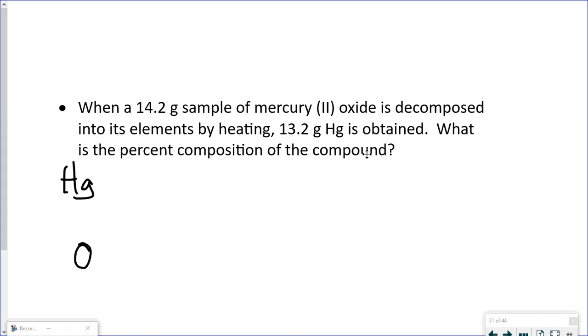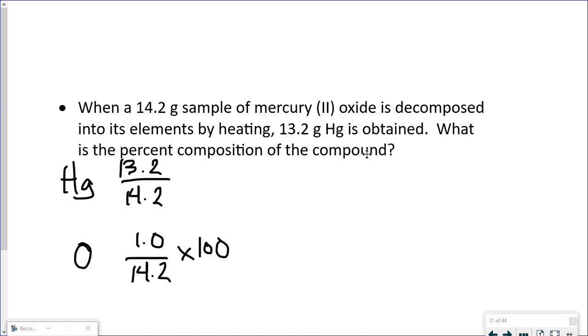It tells us that our compound sample is 14.2 grams, so that's going to be the mass on the bottom for both problems. It tells us that 13.2 grams is mercury, so that's the mass of our mercury up top. That means to find the mass of oxygen, we would subtract them. So there will be 1 gram of oxygen that's obtained. And remember, we have to multiply by 100 to find our percentage.